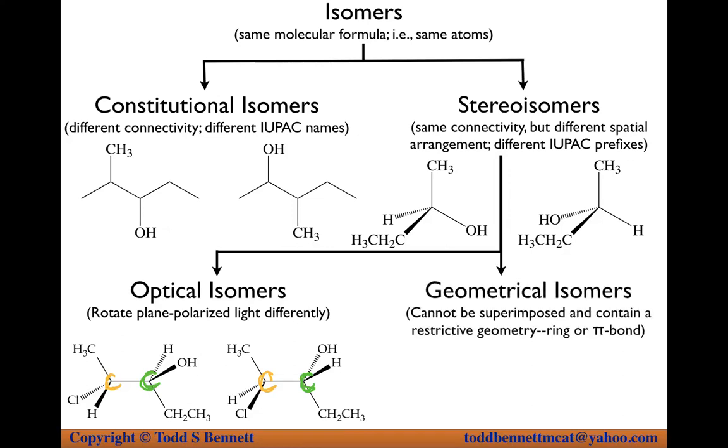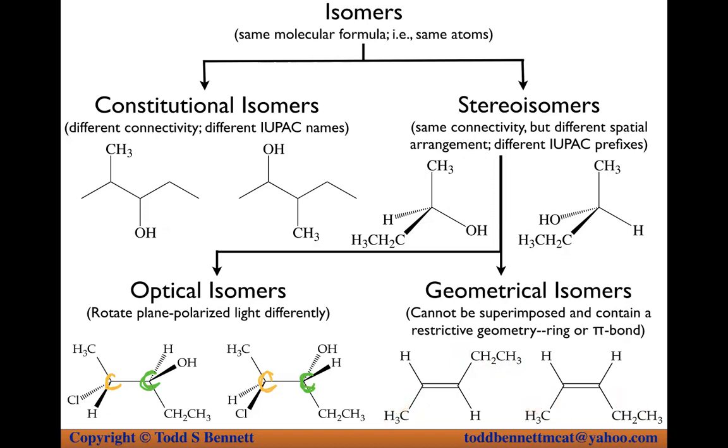Geometrical isomers have different geometries. So we learned a little bit about it when we looked at double bonds and there were cis and trans, and we looked at cyclohexane, and you can have cis and trans substituents. So basically it's cis versus trans, E versus Z. So in this case, the first one, the two substituents are trans to one another, whereas in the second one, they're cis to one another.